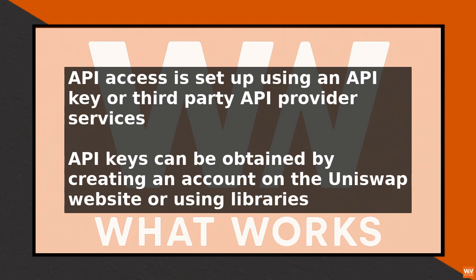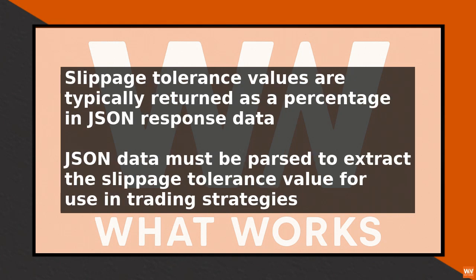Best practices. When querying Uniswap slippage tolerance via API, it is essential to follow best practices to ensure accurate and reliable results. Make sure to handle errors and exceptions properly, and use a reliable API provider to minimize downtime and data inconsistencies. Additionally, be mindful of the API rate limits and adjust your query frequency accordingly.